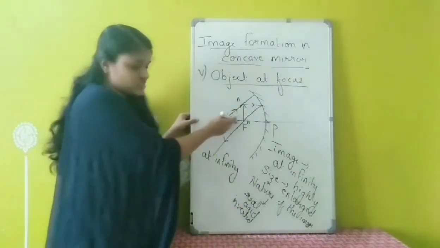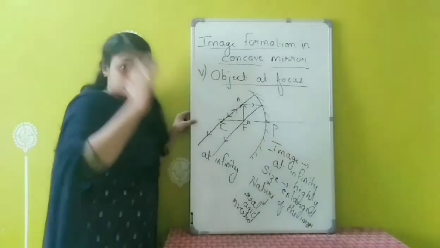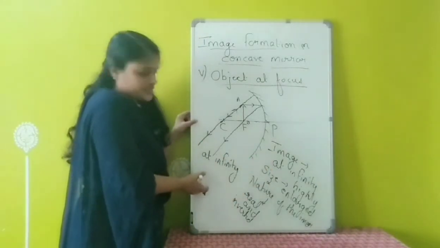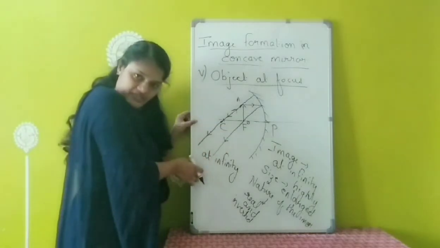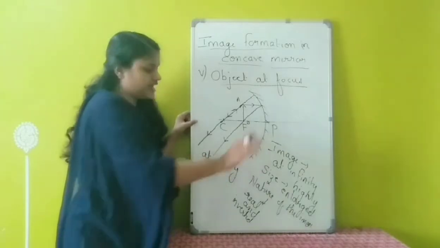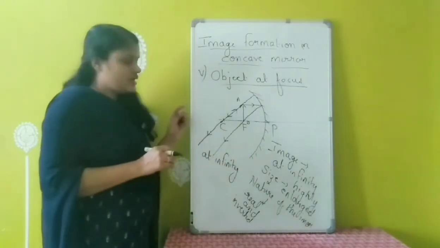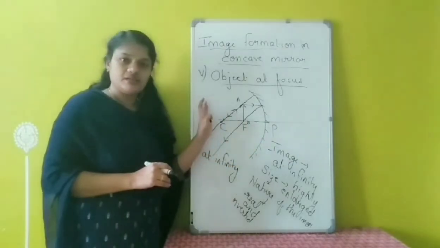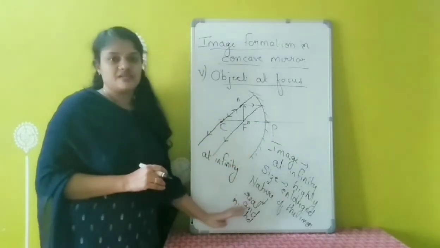Real, because they are meeting at infinity. So it can be considered as real as well as inverted image. These light rays will be meeting at infinity. So when the object is at focus, the image we are getting at infinity, and it may be a highly enlarged image. And one more thing: whenever we get an image in front of the mirror, it is always real as well as inverted.